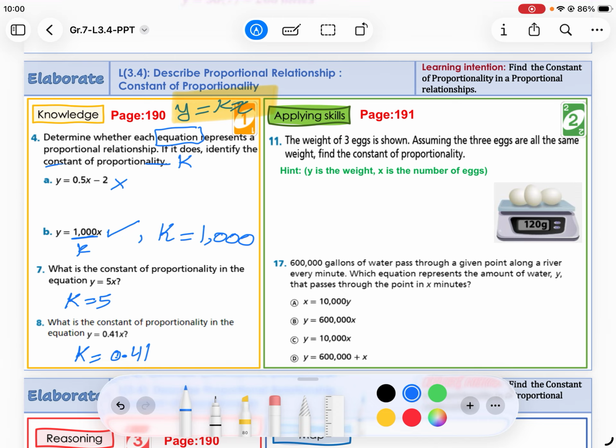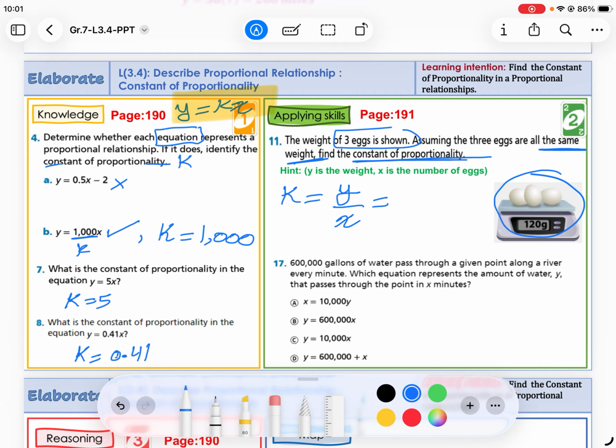Question 11 here, the weight of 3 eggs is shown. So here, look at the graph. They're giving you that the weight of 3 eggs is 120 grams, okay? Now, assuming they are all the same weight, they're telling you to find the constant of proportionality. So they want you to find k. How do we find k? We divide the value of y divided by x.